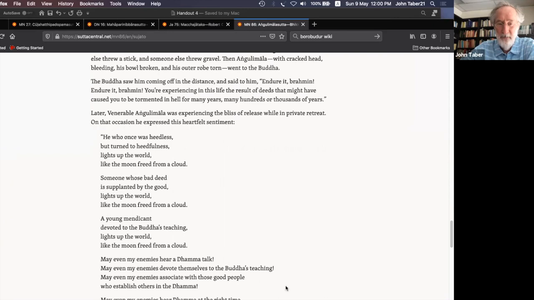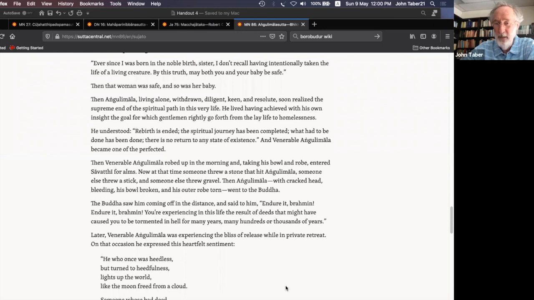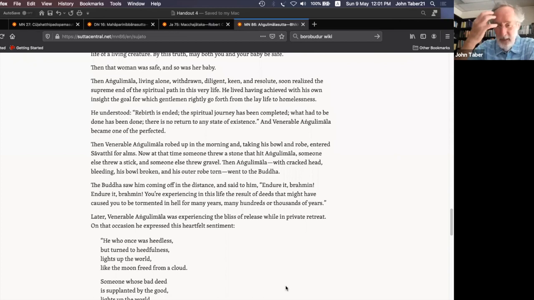The final episode is where he's now fully enlightened. He goes into the town to beg and he gets pelted. The citizens recognize him: here's this guy who was terrorizing us, and now he's a monk begging for food. So they throw sticks and stones at him, and he comes back to the Buddha and says, look what they did to me. And the Buddha says, endure it. You're experiencing in this life the result of deeds that might have caused you to be tormented in hell for many hundreds or thousands of years.